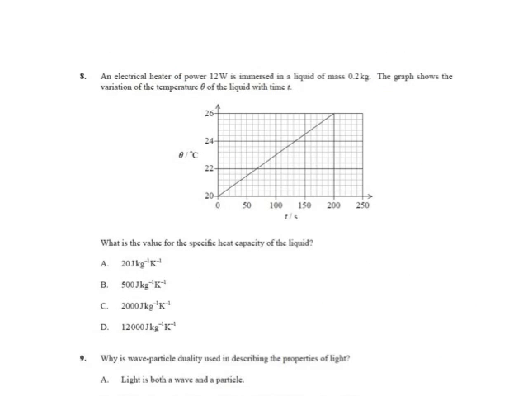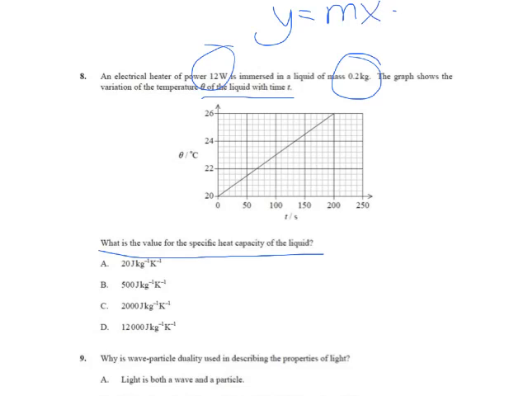Right, on to specific heat capacity. An electrical heater of power 12 watts is immersed in a liquid of mass 0.2 kilograms. The graph shows the variation in temperature of the liquid with time t. What is the value for the specific heat capacity of the liquid? Now, this is a graphing question, and more importantly, it's a linearization graph question. That means we need to be thinking in terms of y equals mx plus c. Doesn't matter how complicated the relationship, you need to find the linear patterns.